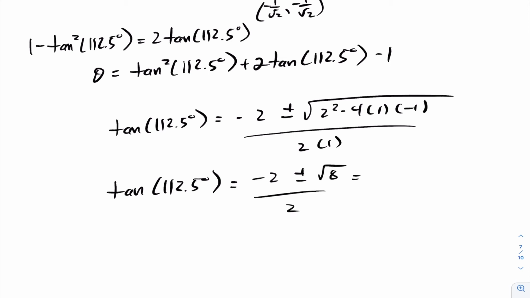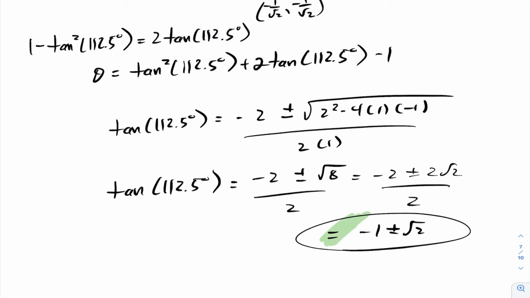And we can simplify root of 8 to becoming 2 root 2. And divide out the 2's, we get negative 1 plus or minus the square root of 2. So therefore, the tan of 112.5 is equal to negative 1 plus or minus the square root of 2.